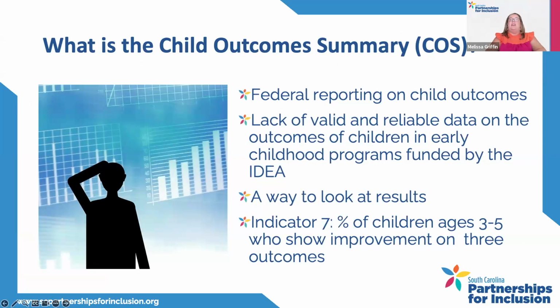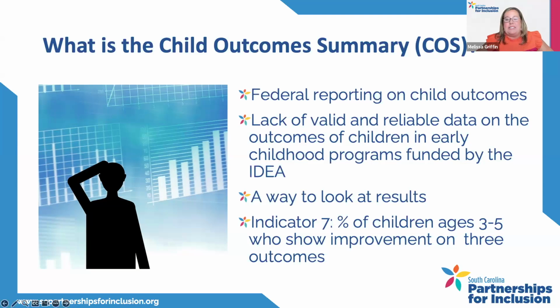So you know then that the COS is the federal reporting on child outcomes that was developed because the federal government wanted to make sure that what we were doing was producing the desired outcomes. And so back in 1993, Congress mandated it. And then 10 years later, when they did the budget, we had no data. So that is when the COS came to be, so that we could make sure that we are tracking how children are doing from the time that they enter the program to the time that they leave the program in relation to their peers. And so it's a way to look at results.